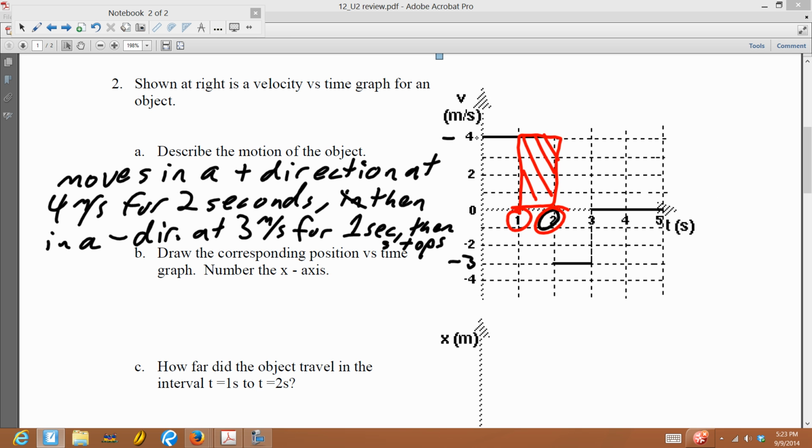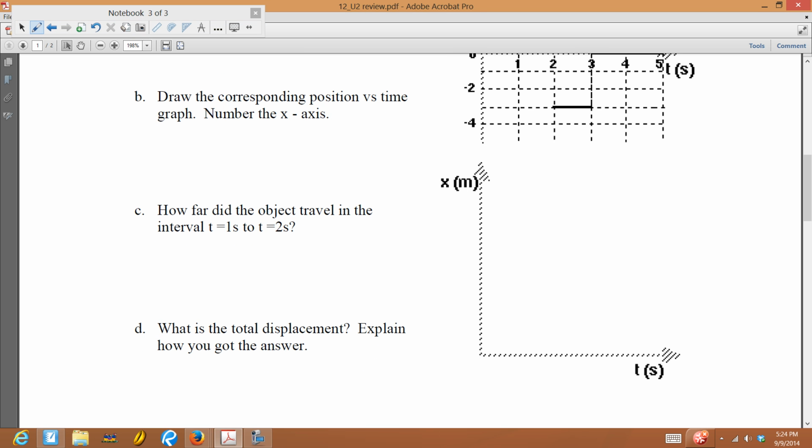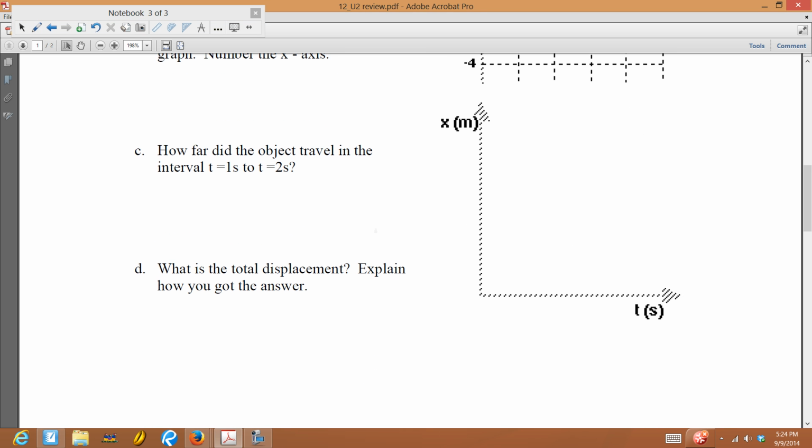And to find that area, I would multiply the height, 4 meters per second, times the base. The base would be 2 minus 1. Or I could just put a 1 if I wanted to. I'll be a little detailed here. Put 2 minus 1, which is 1. And I get 4 meters. All right. Let's go ahead and take a look down below at the graph. And we will see what we have to do down on this graph down below.